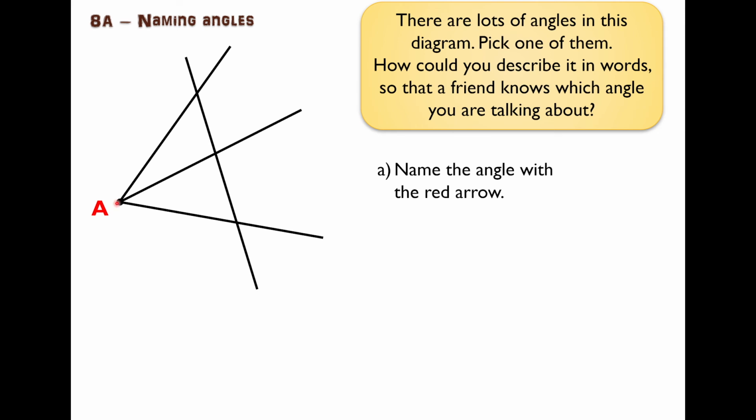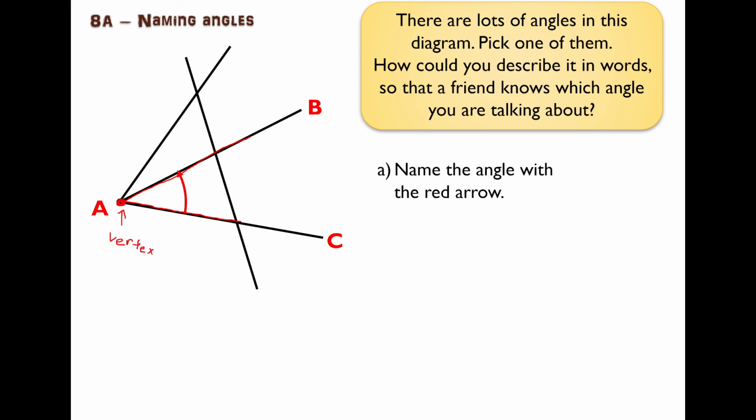So to be clearer and to help mathematicians communicate with each other, we have a system of naming the angles. If I've got this angle here, this angle marked by the red arrow, and I want to name that, then I say, okay, it's at point A. It's two lines, this line here, and this line here, that meet at point A. So point A is, we say, the vertex.